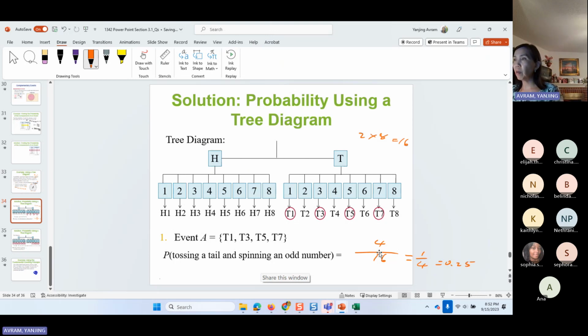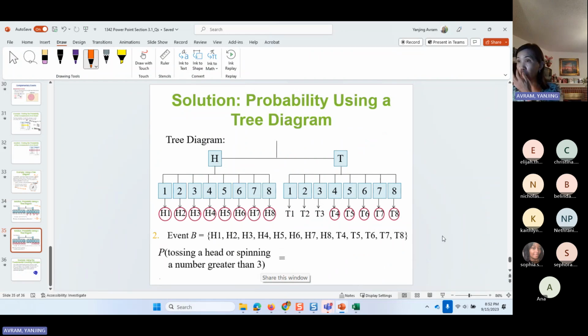So that is the probability of tossing a tail and spinning an odd number. You can find that from the tree diagram very clearly, and then you can count the total. That is A in here and A in here. The total is 16 outcomes.